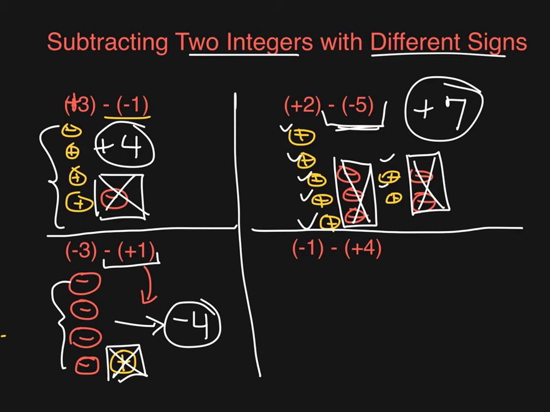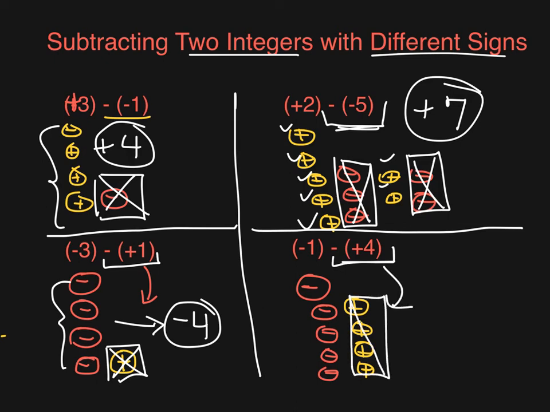And the last problem that I have is a -1 minus positive 4. So there's my 1 negative chip. I need to take away 4 positive chips. I don't have them. I need to add in 0 pairs. So I've got 1, 2, 3, 4. They're not 0 pairs until I put in the matching negative chips. I can now go ahead and take away my 4 negative chips like it says to. So these are gone. And I'm left with -5 as my answer.